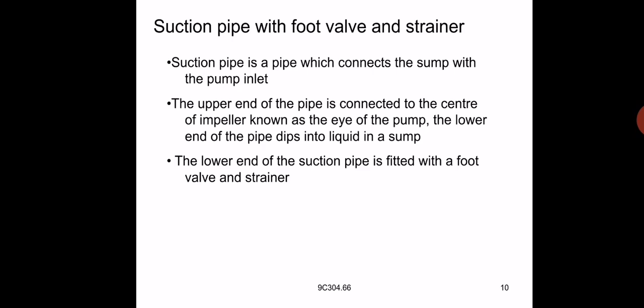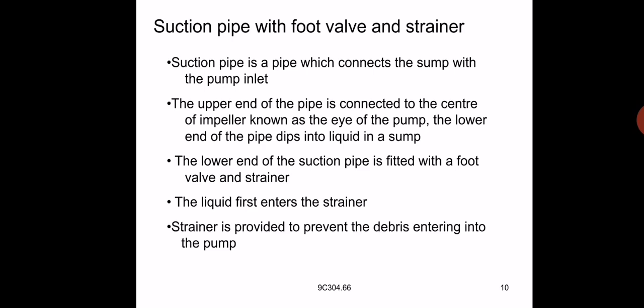The lower end of the suction pipe is fitted with a foot valve and strainer. If you observe the figure, we can understand easily. The liquid first enters the strainer, and the strainer is provided to prevent debris from entering the pump.